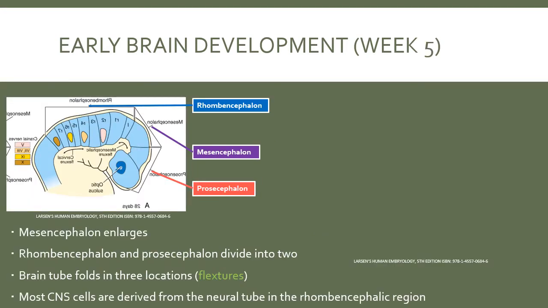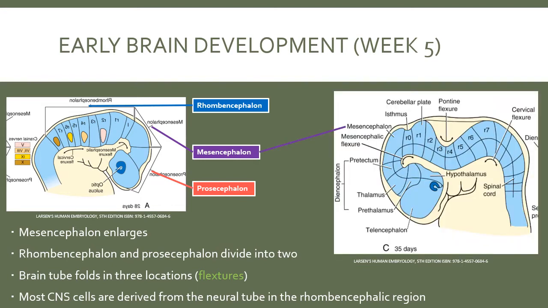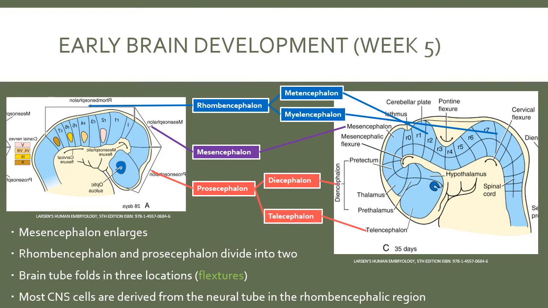Now, by the time we get to week 5, we've seen a little bit more division within the brain. The mesencephalon has enlarged. The rhombencephalon and the prosencephalon have divided into 2 separate structures. So the rhombencephalon becomes the metencephalon and the myelencephalon, and the prosencephalon has become the diencephalon and the telencephalon. The brain tube has also started to fold in 3 different locations called flexures, and those are shown here. That folding is ultimately going to create the final shape of the brain.